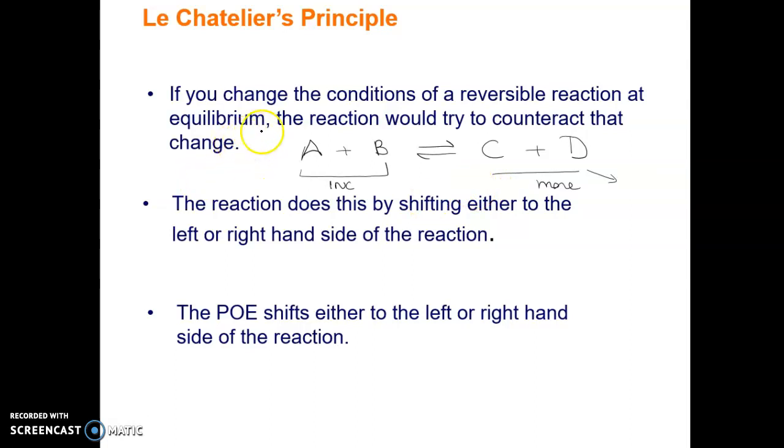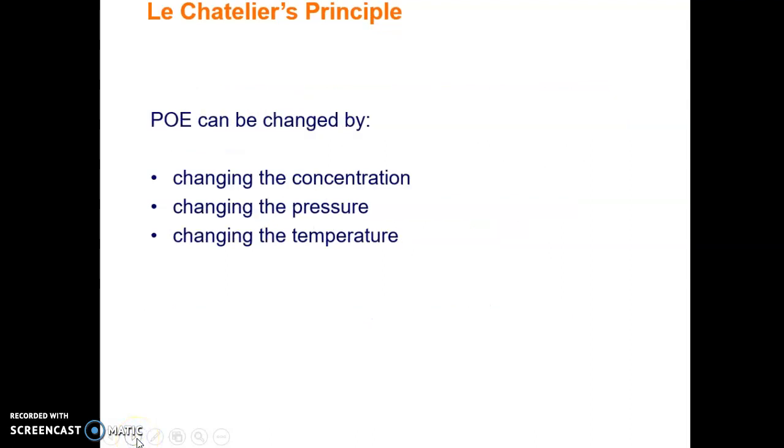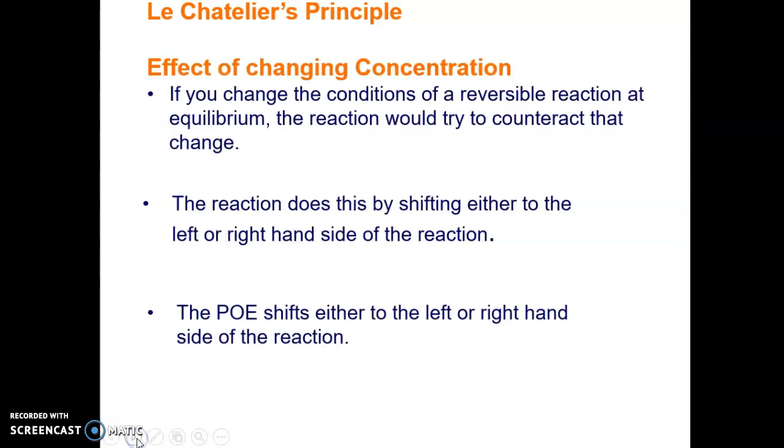But in reality, if you change the conditions of a reversible reaction, the reaction would just try to counteract that change. It would try to oppose that change. And the position of equilibrium would move either to the left or to the right hand side of that particular reaction. The factors you can change are concentration, pressure, and temperature. For the rest of the video, we're going to look into the impact of these on the position of equilibrium. Let's look into the first factor, that is the effect of changing the concentration.